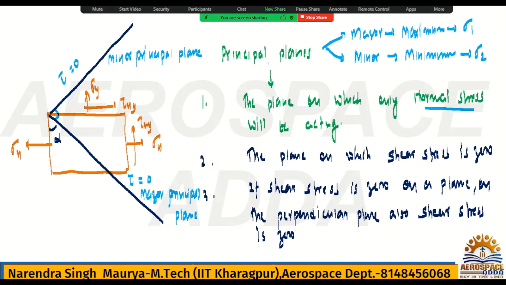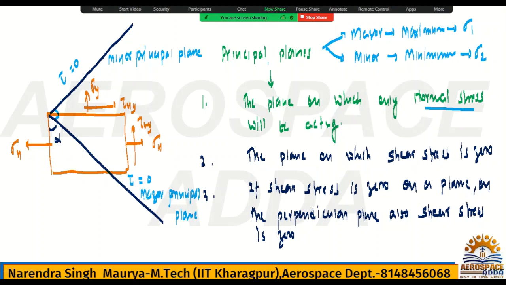Now the principal planes we have are 2. Why 2? Because normal stress is divided in two parts. One is maximum normal stress, another is minimum normal stress. That maximum normal stress is called the maximum principal stress, and minimum normal stress will be called the minimum principal stress. And it is very clear on the principal plane shear stress is 0, hence on both planes we have shear stress equal to 0, right?